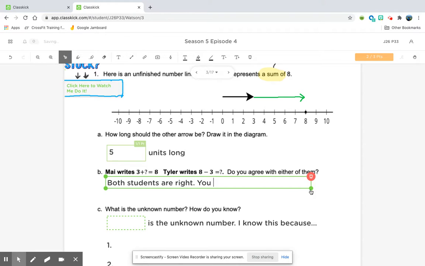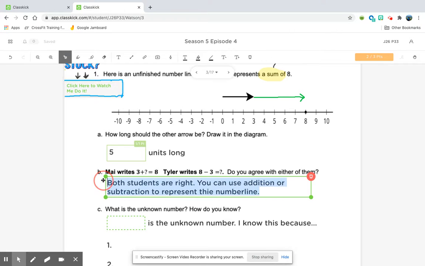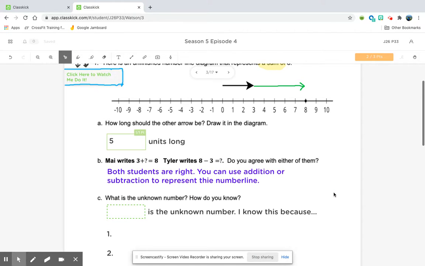okay? You can use addition or subtraction to represent this number line, okay? So both students are right. One of them used addition and one of them used subtraction, but they're both right, okay? And so if we look at their equations, what are those unknown numbers?